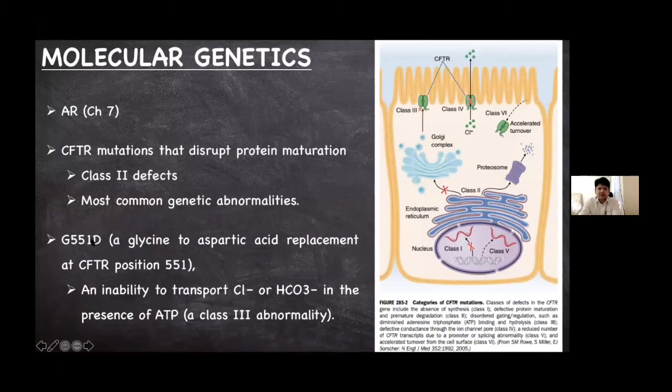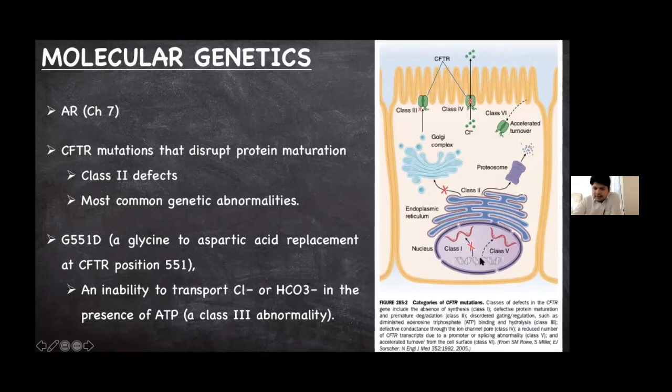Again, what we discussed initially, that's the G551D, which was common with pancreatic problem. It's a glycine to aspartic acid replacement at the CFTR position 551. Okay, G to D mutation or replacement. And there will be inability to transport chloride or bicarb in the presence of ATP. That's a class 3 abnormality. So here, if you see, they have divided this abnormality into 5 classes depending on the function of the cell.